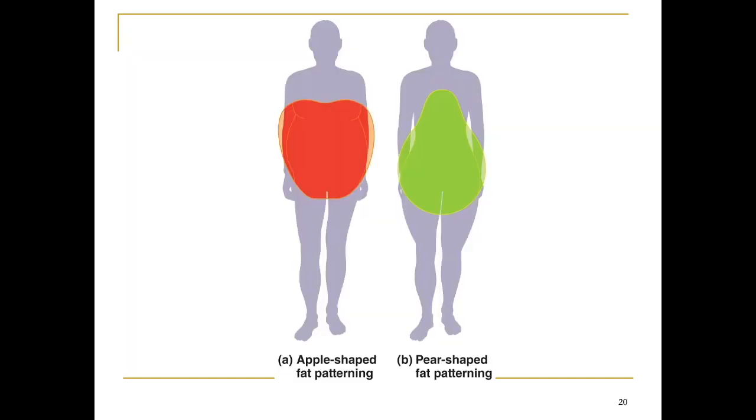And here's a picture. The apple-shaped fat patterning is the classic beer belly or flat tire shape. And then the pear shape is fat around the hips and thighs. This fat is not against your internal organs and is therefore significantly less unhealthy.